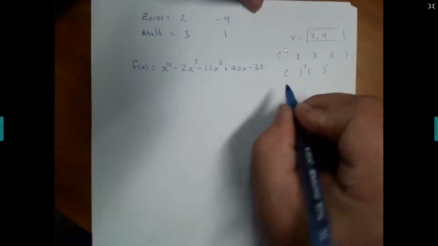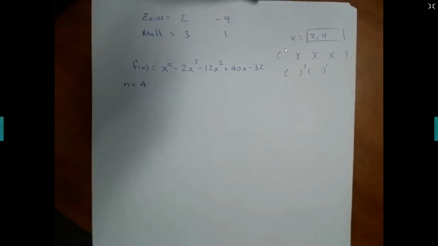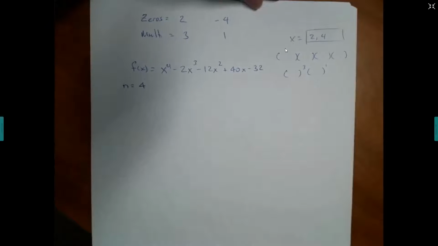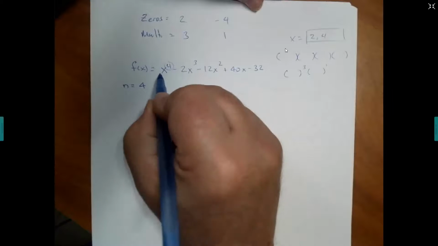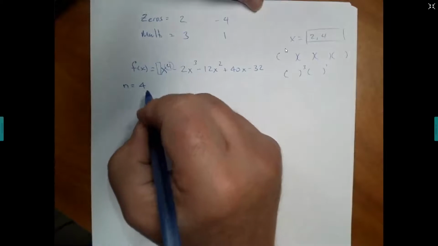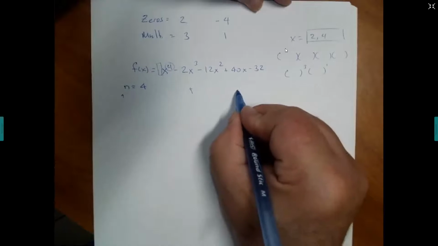We know the degree is 4. So what does that tell us about the shape of the curve? They're going to go the same direction because that's even. Since the coefficient is positive, they're going to point up. So we know the graph is going to have both ends pointing the same direction.